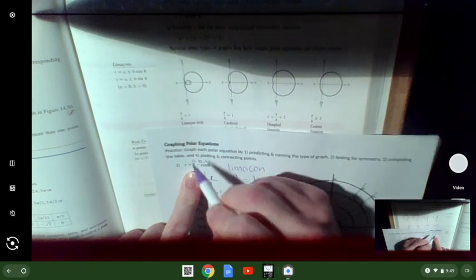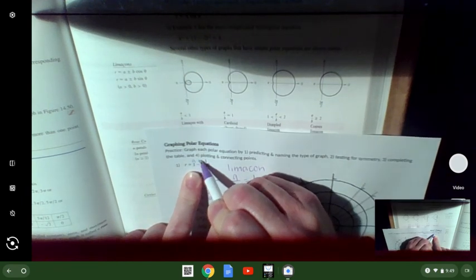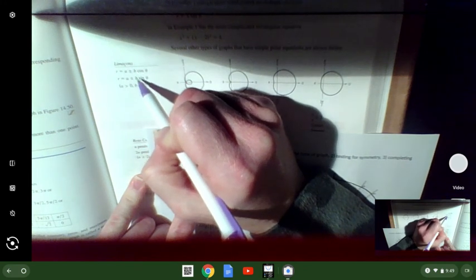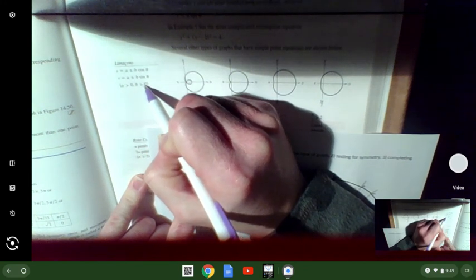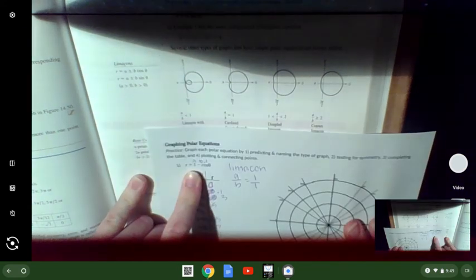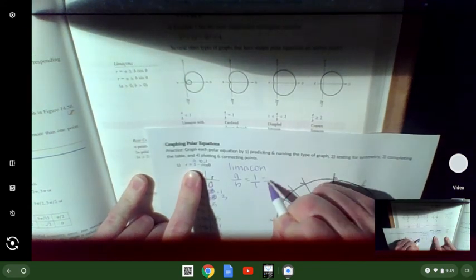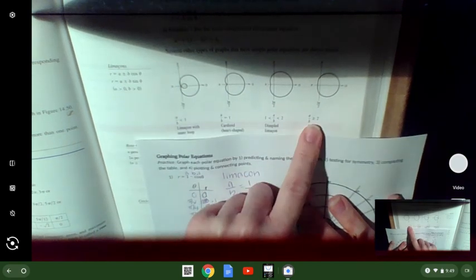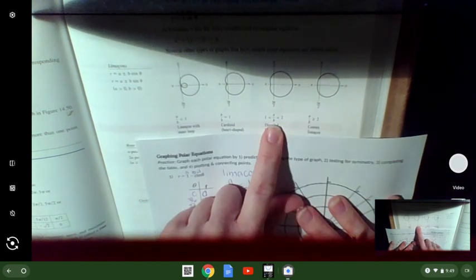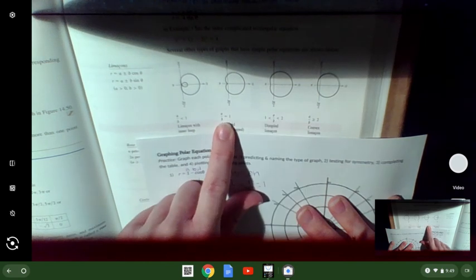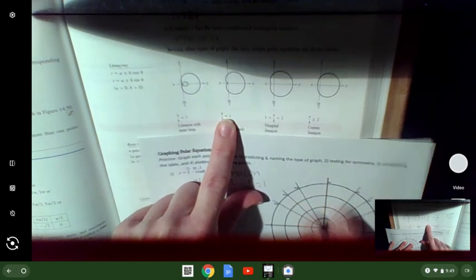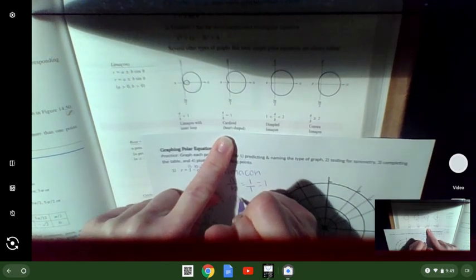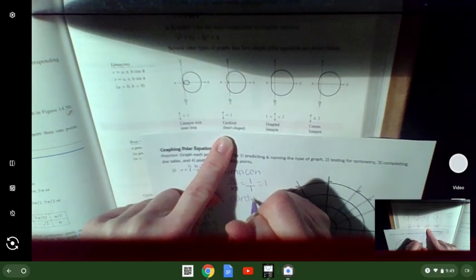Now notice that minus is not part of B. Notice it's plus or minus and just the coefficient in front is B. B has to be bigger than 0. It's a positive number, so is A. So 1 divided by 1 is obviously 1. So where does 1 fit in here? 1 is not greater than 2. 1 is not between 1 and 2. 1 is equal to 1, meaning the limaçon that we are going to have is a cardioid, which is also known as a heart shape.